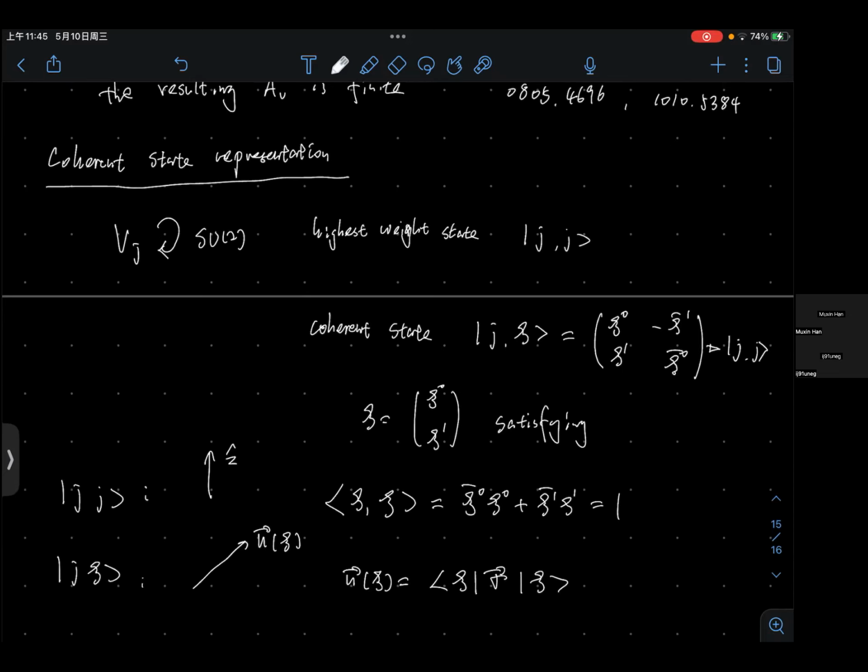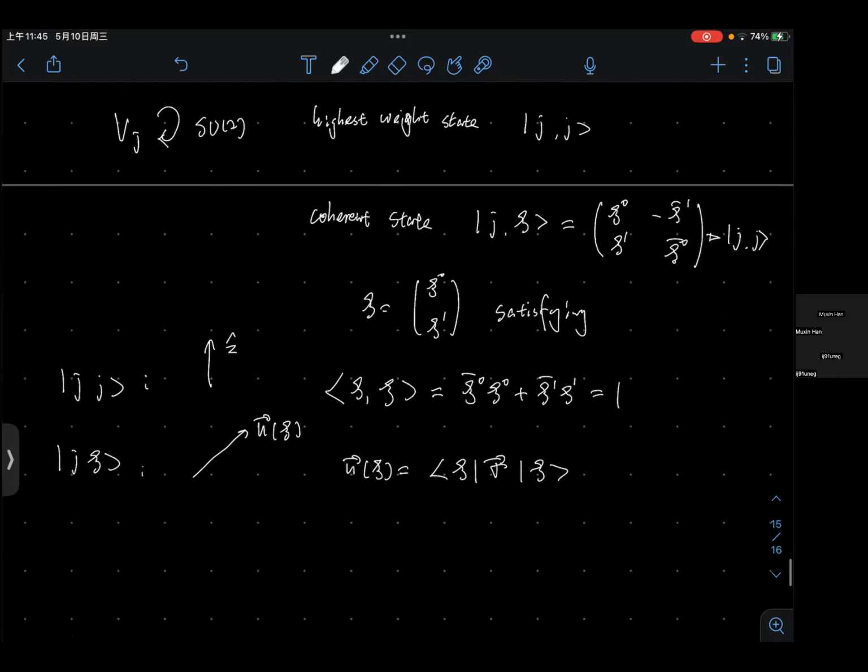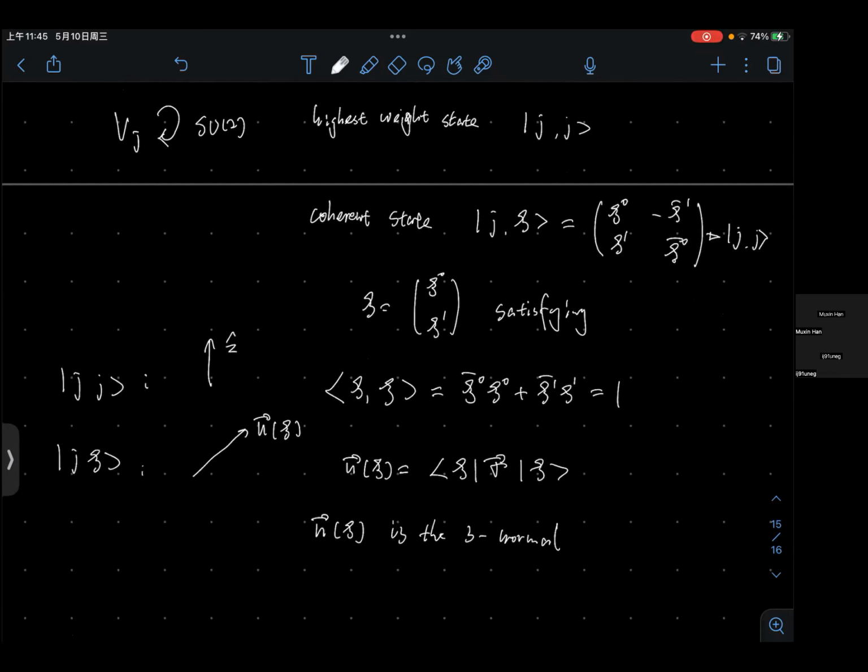Okay, so you can see that this coherent state can be seen as the quantization of a vector in 3 dimensions. Quantization of a unit vector in 3 dimensions. And relating to Spinfoam or discrete geometry, this n_c is the 3-normal of a tetrahedron face.